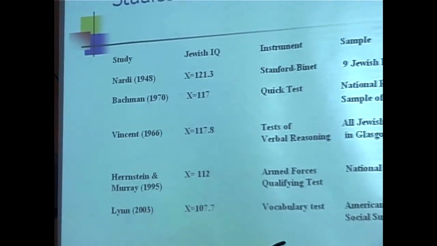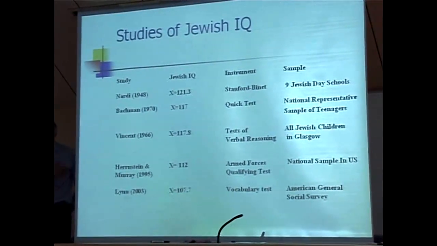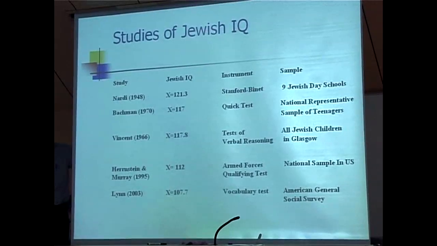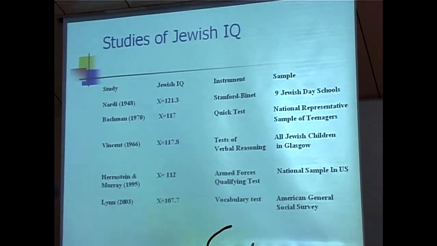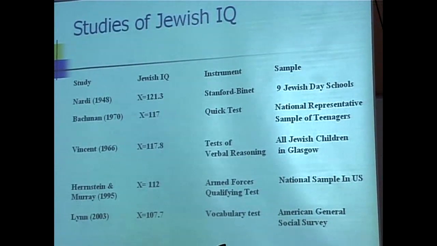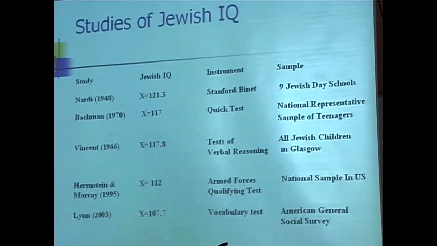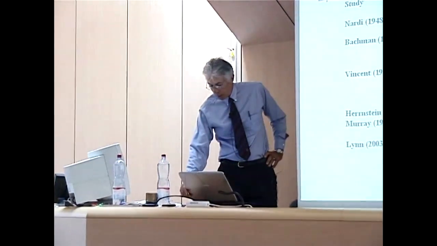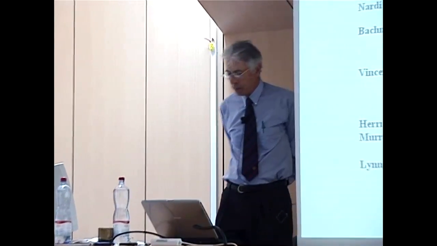And when you look at studies of Jewish IQ, there seems to have been an effect. Now, there have been a lot of different studies. They don't always agree, but the one common denominator is that they tend to be higher than the intelligence of European populations. So 1948, the highest estimate, Jewish day schools, 121. Now, the European mean is 100, so that's really a substantial difference. National representative, 117.